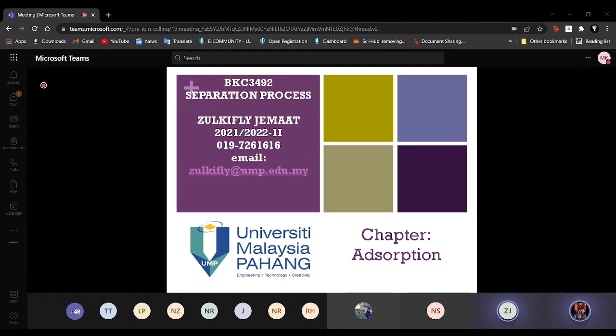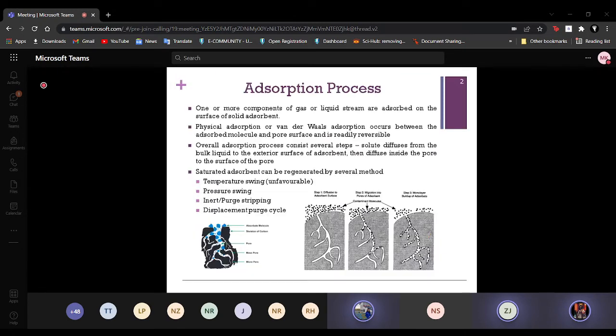Okay, so our first chapter is going to be the adsorption. All right, so what is the adsorption basically? So this one you need to know. This is basically to address your course outcome 1. Okay, explain the principle of the adsorption.